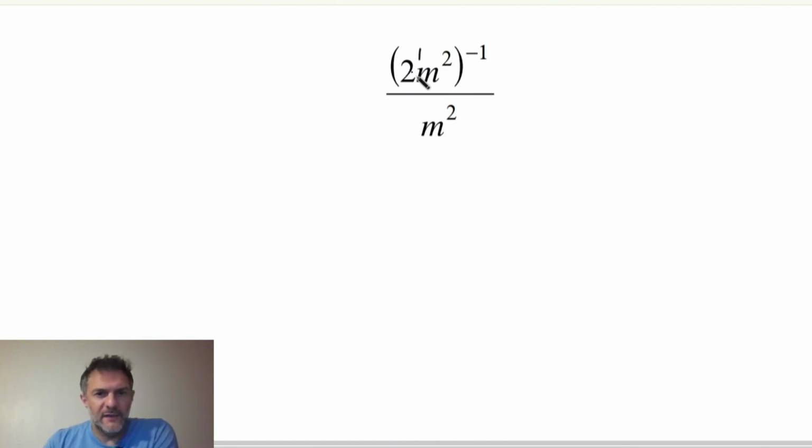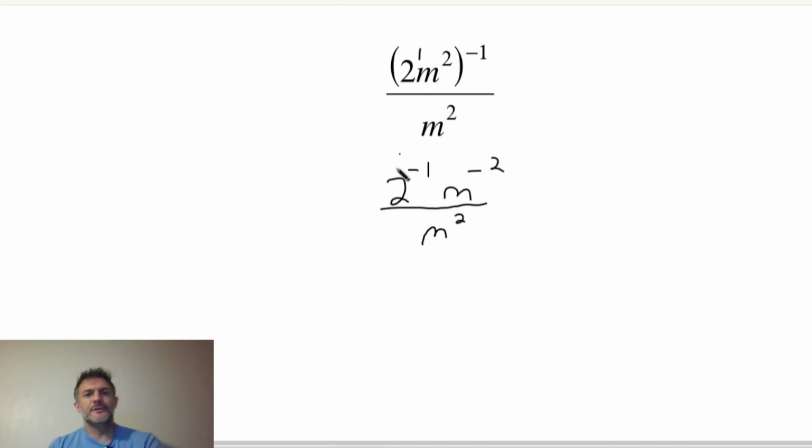So if I do that, I get 2 to the negative 1st power, m to the negative 2nd power, all over m to the 2nd power. Okay, again, 1 times negative 1 is negative 1. 2 times negative 1 is negative 2.